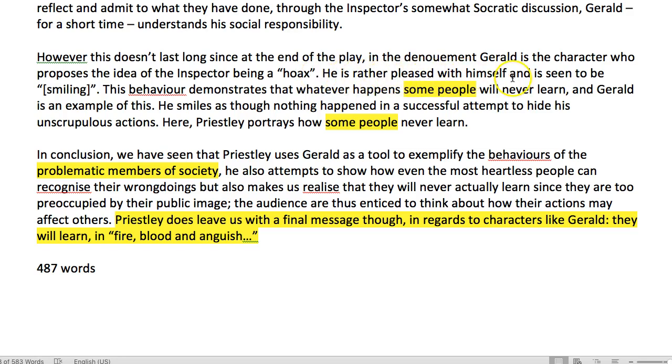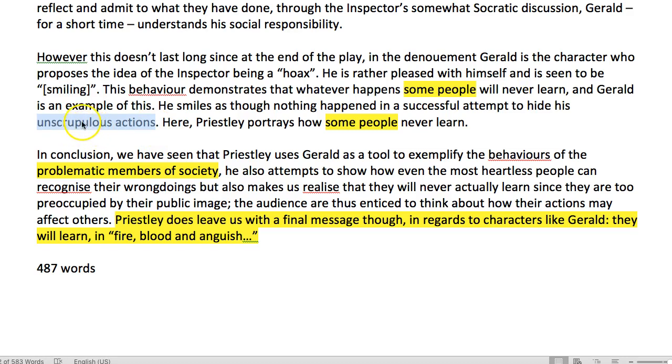He's rather pleased with himself and is seen to be smiling. Very good use again of that single word quotation. This behaviour demonstrates that whatever happens, some people will never learn, and Gerald is an example of this. He smiles as though nothing happened in a successful attempt to hide his unscrupulous actions. Good, but what were those unscrupulous actions?